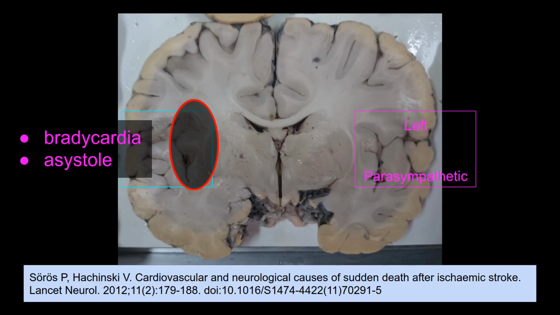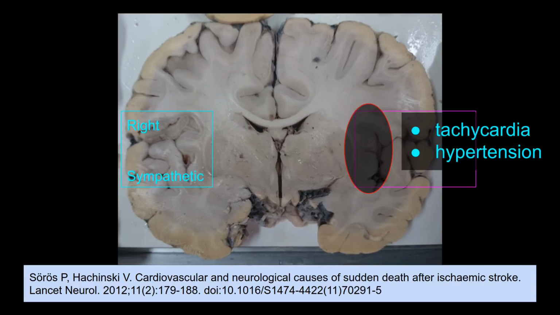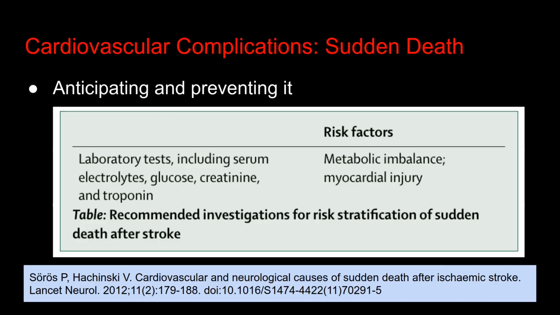Let's say the stroke is on the right middle cerebral artery territory, which will affect the insula on the right side. It has been documented, and we need to watch out for bradycardia or even asystole in these patients with the right insular lesions. In contrast, if it's a left middle cerebral artery infarction, which may damage the left insula, these patients may present with tachycardia or uncontrolled hypertension. So knowing that they have insular involvement, then you have to monitor what's going on.